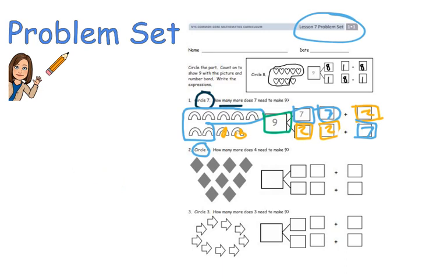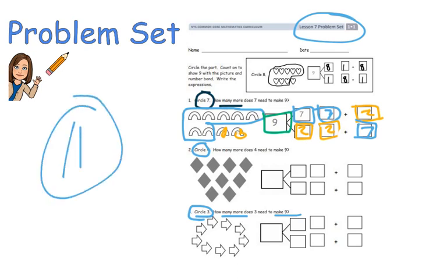And number 3 says, circle 3. How many more does 3 need to make 9? Let's go. Again, you can pause your video and solve problem number 3.